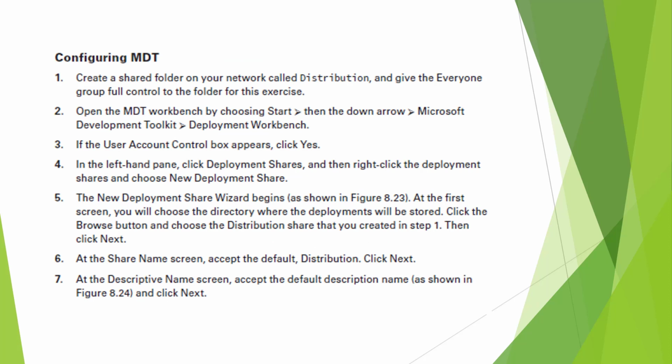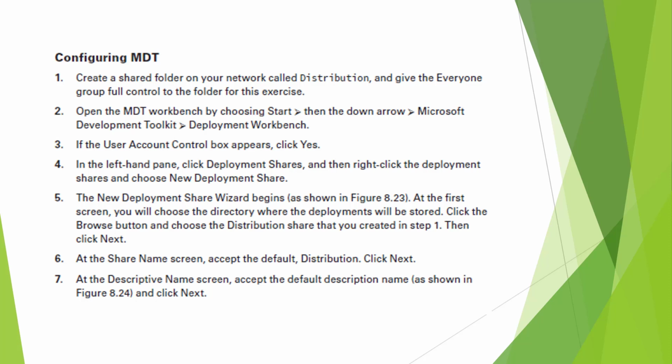So once you actually have it installed, you can create a shared folder on the network. This is going to be called the distribution share, and this is what's really important: this share has to be open to everyone. Once you create the share, you will open up the Workbench by going to Start, going to the Microsoft Deployment Toolkit, and selecting Workbench. You may get a UAC prompt.